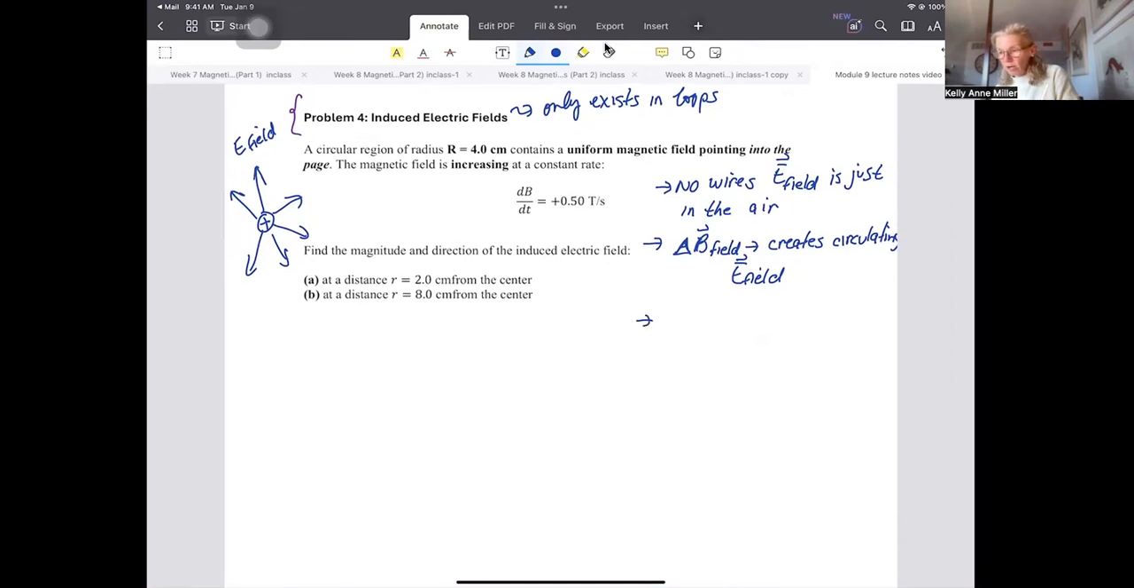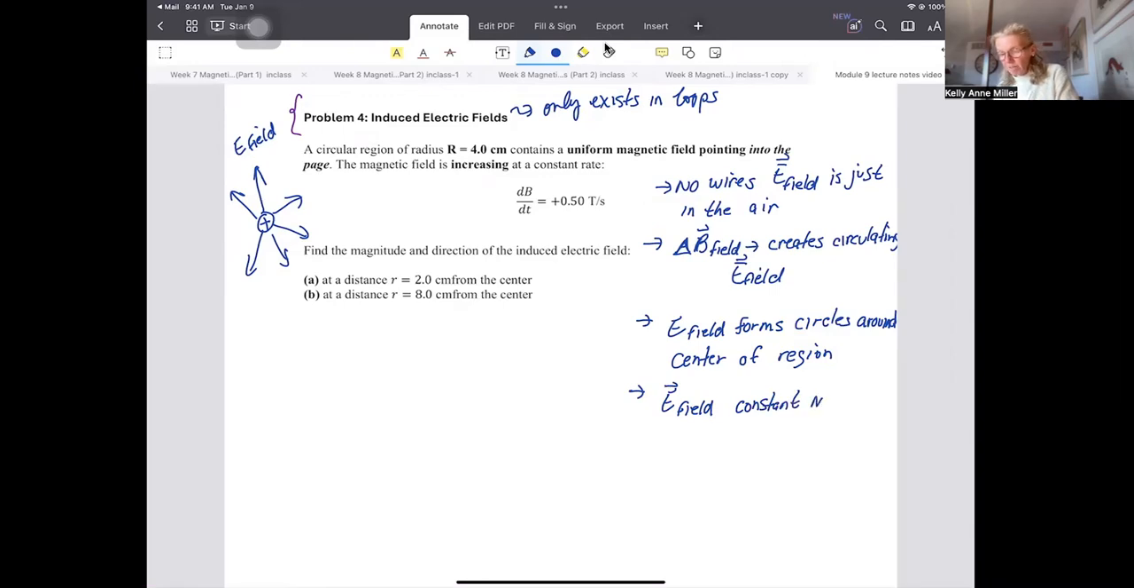Another thing we know, well, let me just write that. So the E field forms circles around the center of the region. Okay, so I'll draw it in a second. And then another thing we know is that the E field is constant.